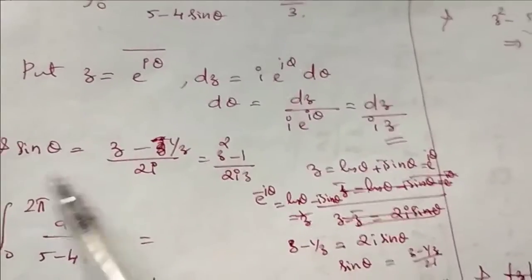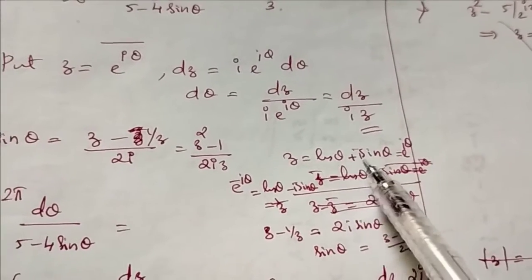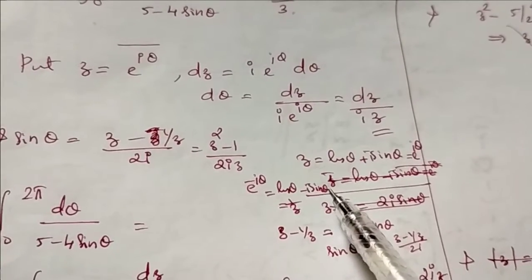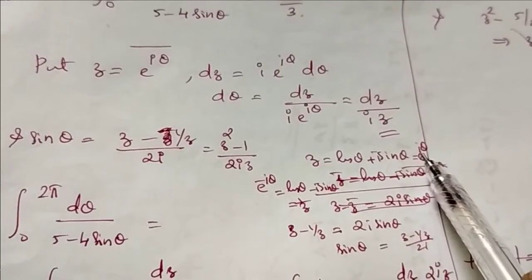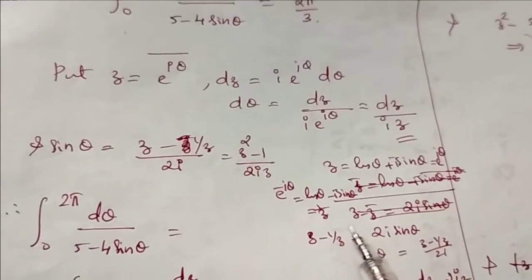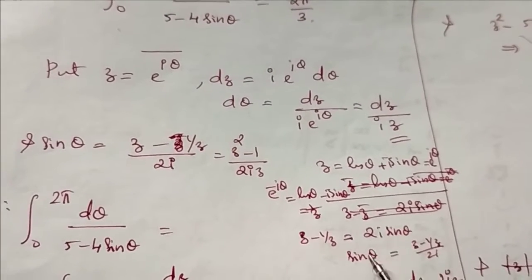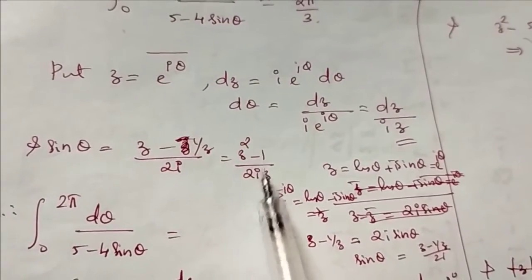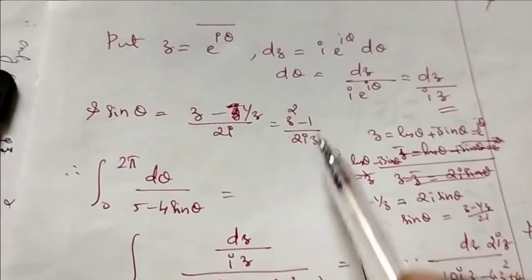Okay, so z is cos theta plus i sin theta, or e raised to i theta. So what is e raised to minus i theta? It is cos theta minus i sin theta, or it is 1 by z. Okay, e raised to minus i theta is the inverse of e raised to i theta, so it is 1 by z. So taking the difference, z minus 1 by z is 2i sin theta, or sin theta is z minus 1 by z by 2i, or it is z square minus 1 by 2iz, taking the LCM. So sin theta is z square minus 1 by 2iz.